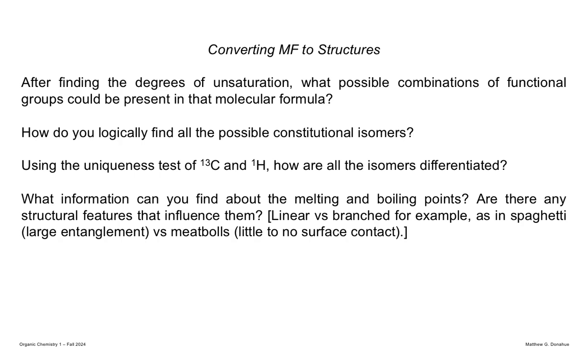So the game here is, once you find the degrees of unsaturation, what are the possible combinations of functional groups that you can come up with to draw constitutional isomers? So how do you logically find them? And once you do find them, how do you differentiate them? That's the uniqueness part. And then, once you find those claims, you can go to the internet and look at databases to see what their physical properties are. That will also differentiate them.